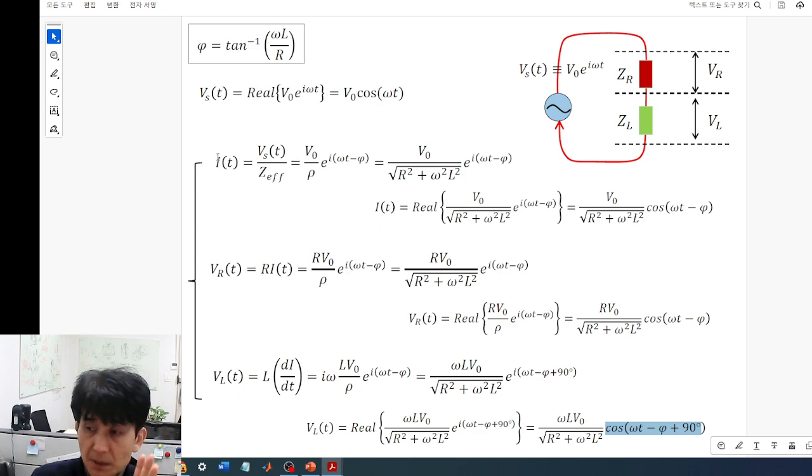Current is a measurable quantity. The same is true for the voltage. Voltage is a measurable quantity. So a measurable quantity should always be a real function. So even though we calculate all the complicated functions with the complex notation, at the end, when we have to express the measurable quantity, we just take the real part of the function we used in the Euler form. That's the trick we have.